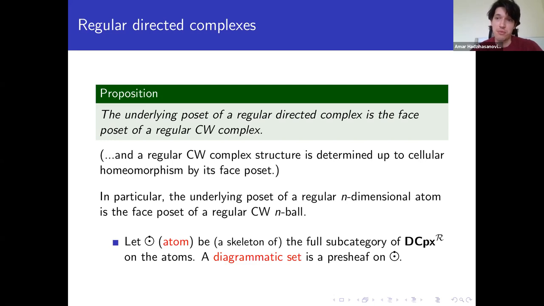So what was the diagrammatic set? Well, we take the full subcategory of this category on only the atoms, so on the regular directed complexes that have a greatest element. We take a skeleton of it if we want things to work nicely. And then we just take presheaves from this. The idea is we have spaces modeled on these combinatorial oriented n-balls.